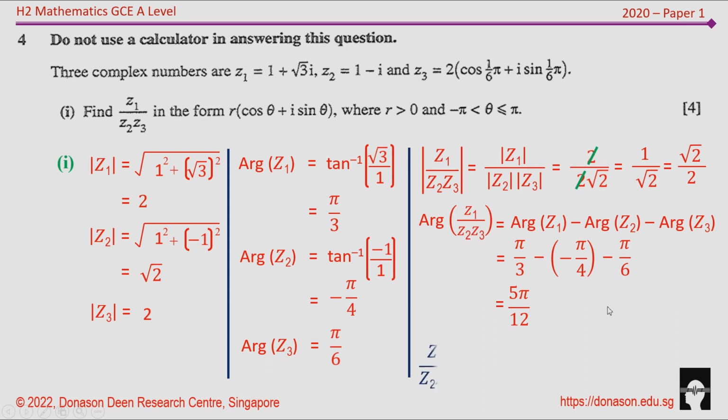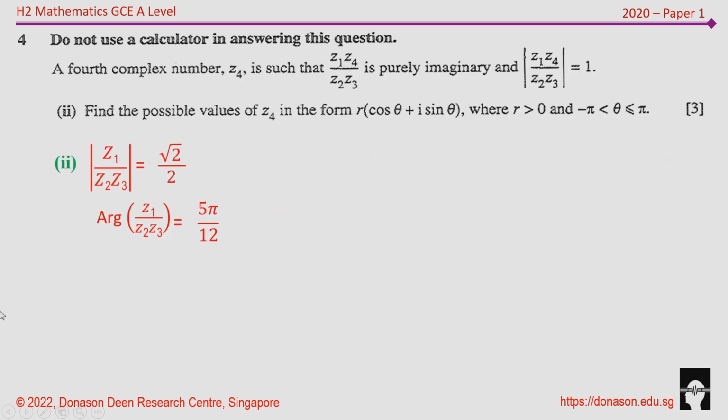So what would be the value of the complex number z1 over z2 z3? The magnitude is root 2 over 2. And since the question wants us to write it in trigonometric form, we write cosine, and of course the argument we found from this first part, which is 5 pi over 12, plus i sine 5 pi over 12. So there we have z1 over z2 dot z3 in the form as requested by the question, for 4 marks.